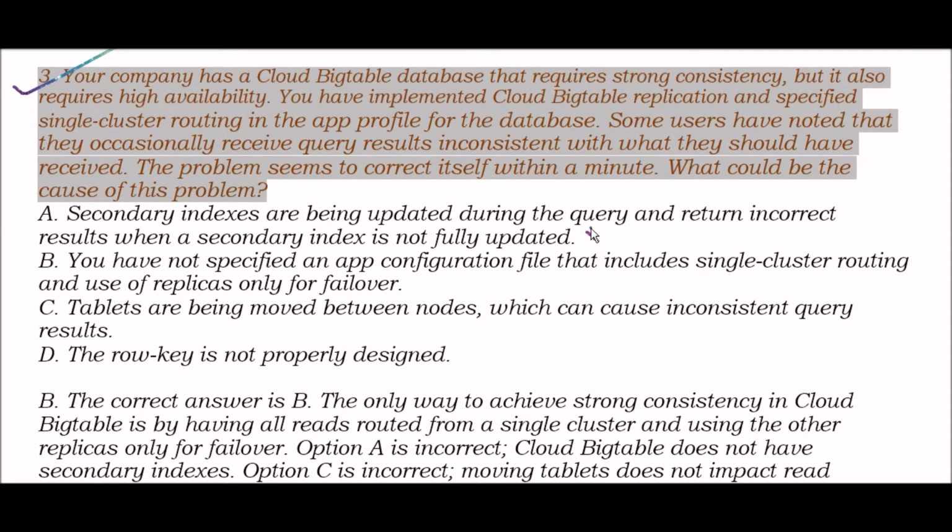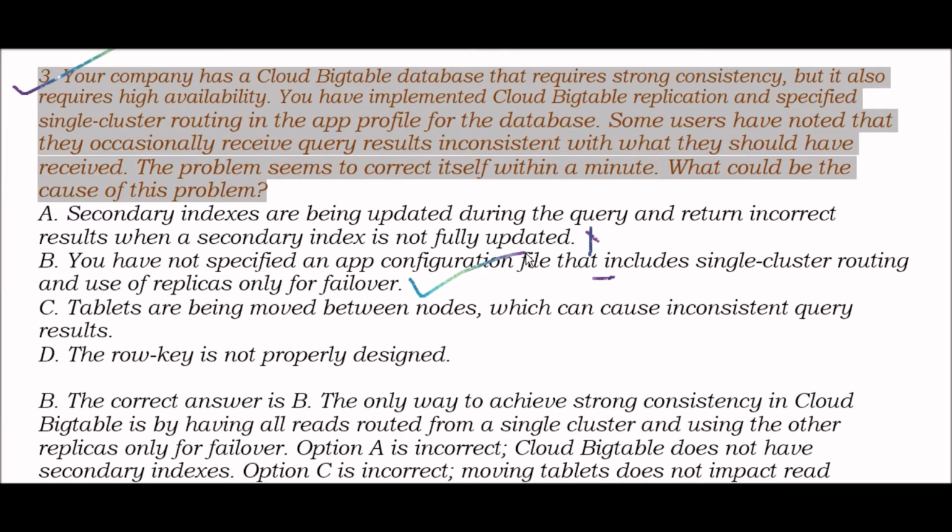Now option B. You have not specified an app configuration file that includes single cluster routing and use of replicas only for failover. Option B is correct because the only way to achieve strong consistency in Cloud Bigtable is by having all reads routed from a single cluster and using the other replicas only for failover. Option B is correct.